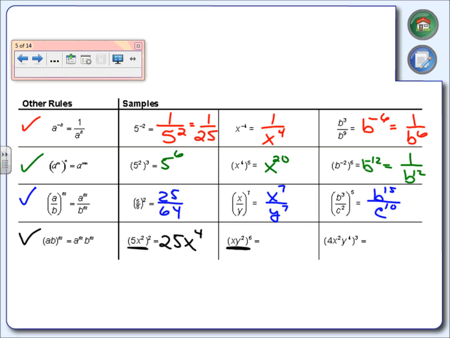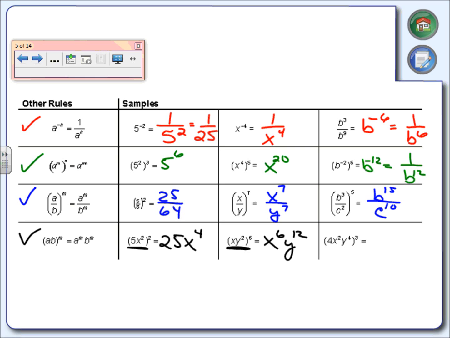Everything in parentheses needs to be taken to the 6th power. Starting with the x, that would be x to the 6, y to the what? 12. 2 times 6 is 12. So I end up with x to the 6, y to the 12. The last one over there, we have 4x squared, y to the 4th. That's our monomial, and we're going to take that to the 3rd power.